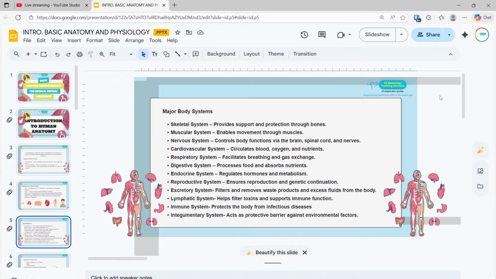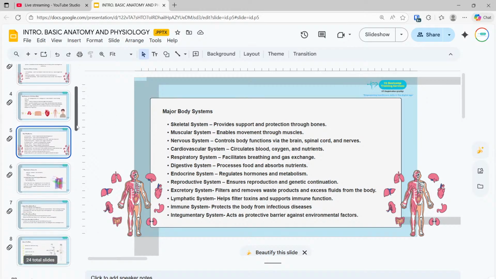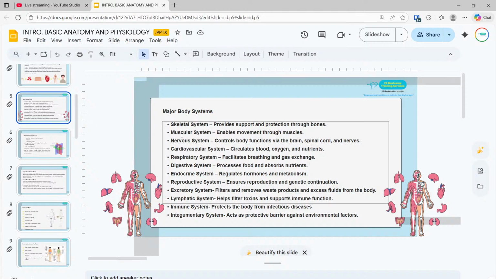Again, our major body systems are skeletal, muscular, nervous, cardiovascular, respiratory, digestive, endocrine, reproductive, excretory, lymphatic, immune, and integumentary system. I know these are a lot of terminologies to memorize, but this is very helpful if you don't have any background on the medical or healthcare niche.